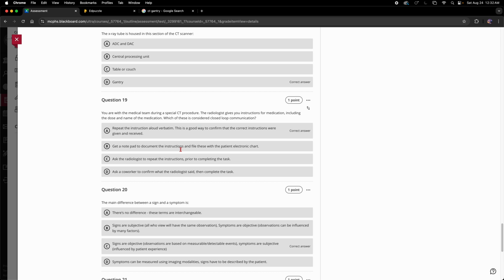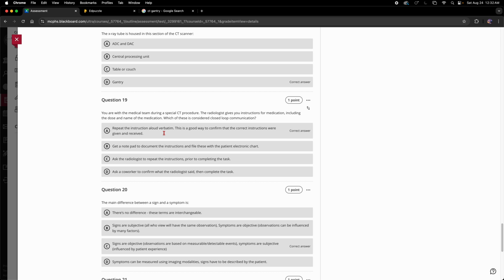Get a notepad to document the instructions. You could do that, and file it with the patient chart. Yes, but at the moment you're being asked to complete a task, this is what you need to do: repeat the instructions aloud. So the doctor will say to you, 5 milligrams of lidocaine. Did you say 5 milligrams of lidocaine? Hand it to the doctor.